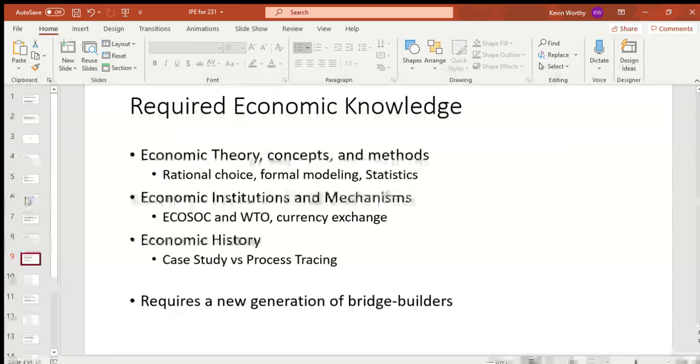This means that we have some required economic knowledge, that political scientists need to have some understanding of economic knowledge. The first is economic theory concepts and methods. Some of this we've already talked about. Rational choice: economists typically treat people as rational, and we'll talk about that in a second. You are considered rational and you're going to do cost-benefit analysis on your behavior.